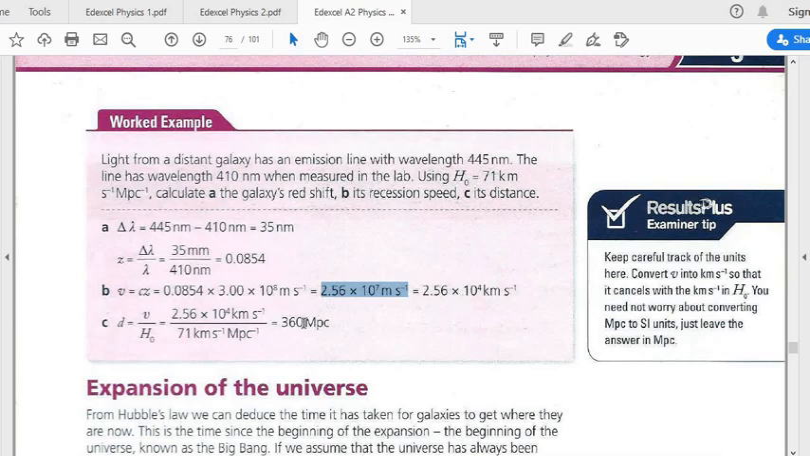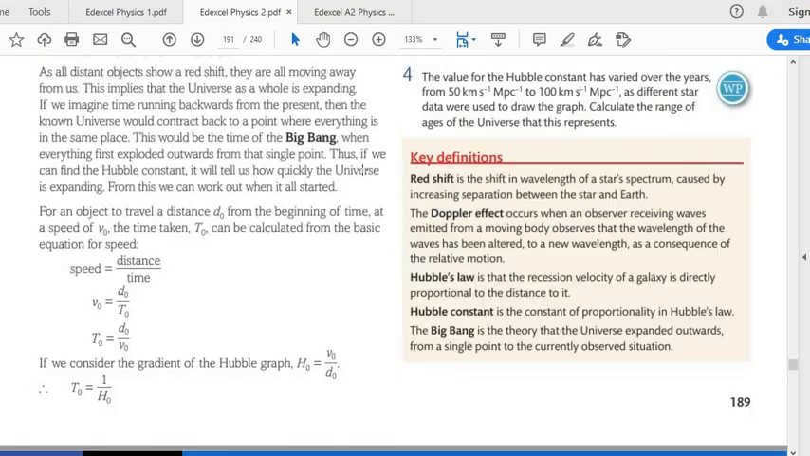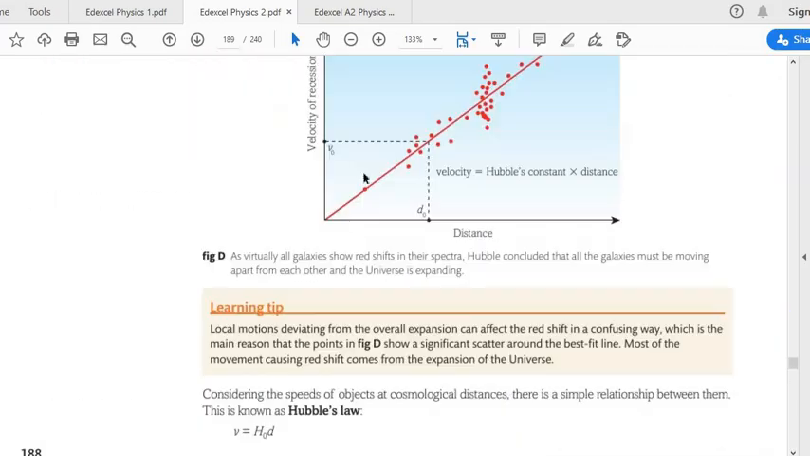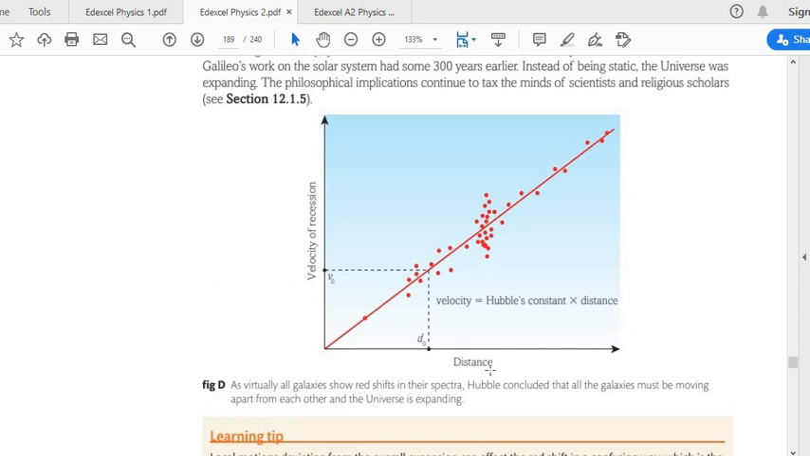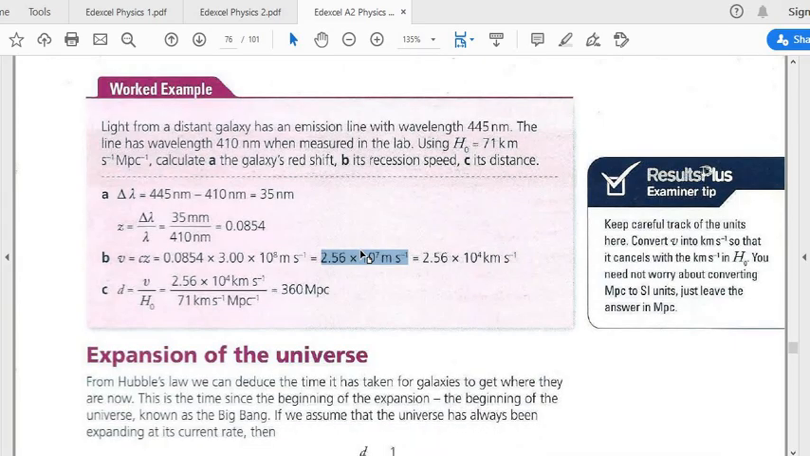Anyway, what happens is we are not converting it to SI unit, so we give the distance answer in the unit megaparsec. Parsec is a unit of distance. Okay, over here also we had the graph of velocity of recession versus distance. The gradient of this graph was the Hubble constant. Okay, so that's the end of that example.